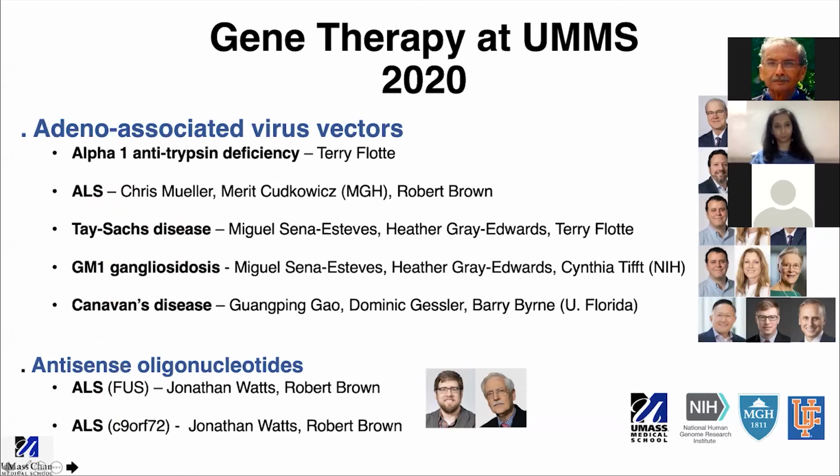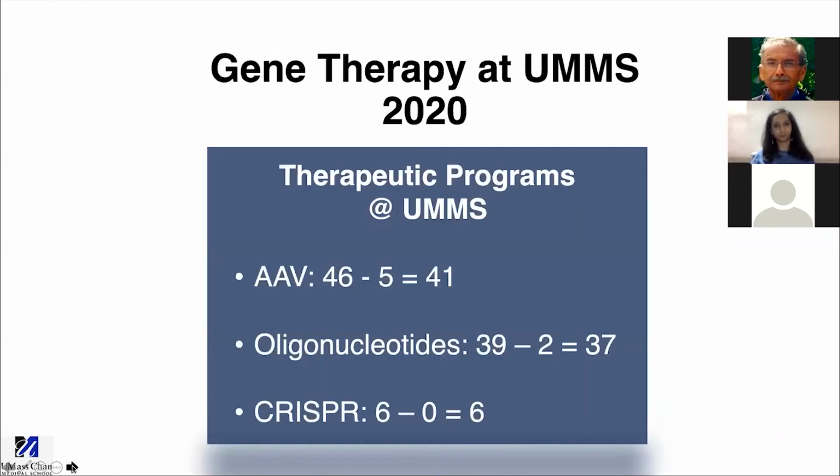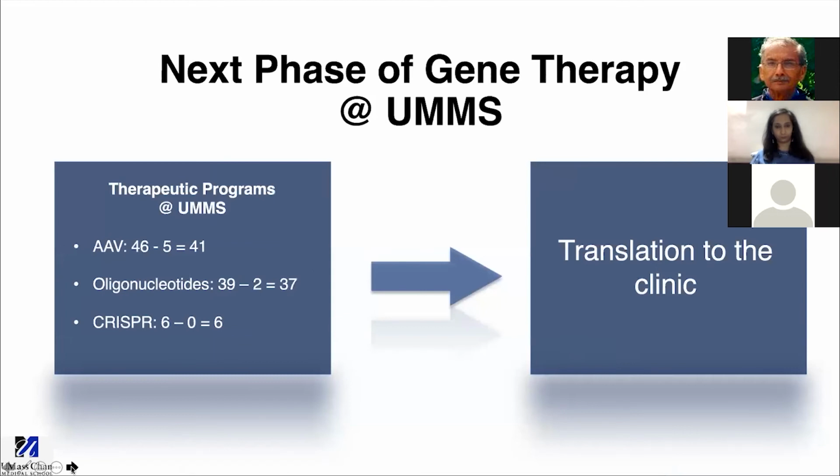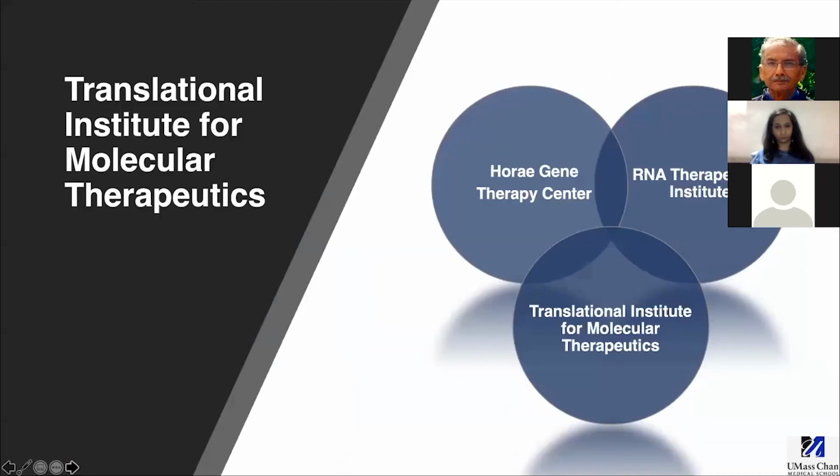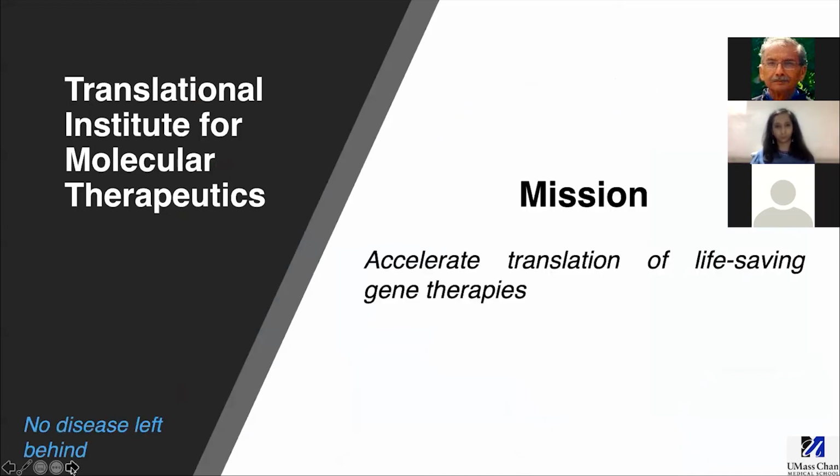But nonetheless, having done 5 clinical trials in AAV and 2 in oligonucleotides, we are left with quite a few other programs that we'd like to move forward quickly. So this translation to the clinic is really the next phase of gene therapy at UMass. And for that, we've created sort of the third wheel of the puzzle, the Translational Institute for Molecular Therapeutics, which was recently formed. The mission is pretty simple: accelerate translation to clinical trials of life-saving gene therapies. And it doesn't really matter if it's AAV based or oligonucleotide based.